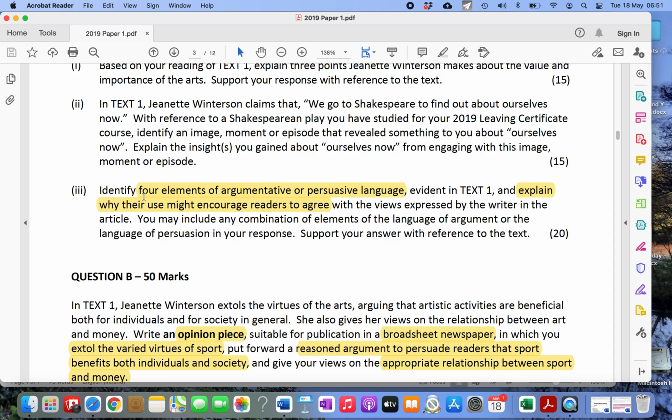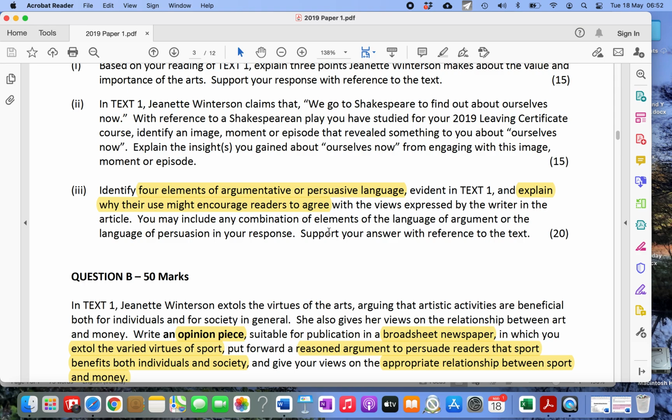So here's the style question from Text 1, 2019 exam. Identify 4 elements of argumentative or persuasive language evident in Text 1 and explain why their use might encourage readers to agree with the views expressed by the writer. Okay, so that's the kind of question that you have to be prepared for.